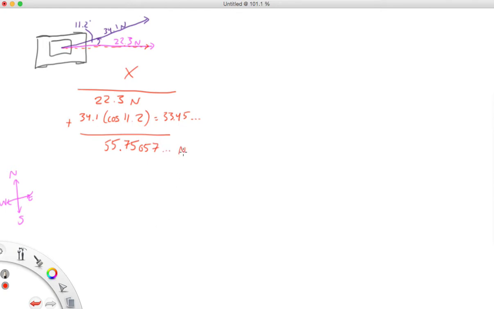Now, what about the y direction? Let's do it really quickly. In the y direction, there's nothing from Landon, so I just put nothing there. Now let's talk about Violet. For Violet, it's going to be 34.1 times the sine of 11.2. What is that? 34.1 sine 11.2 turns out to be 6.62339, and so on.